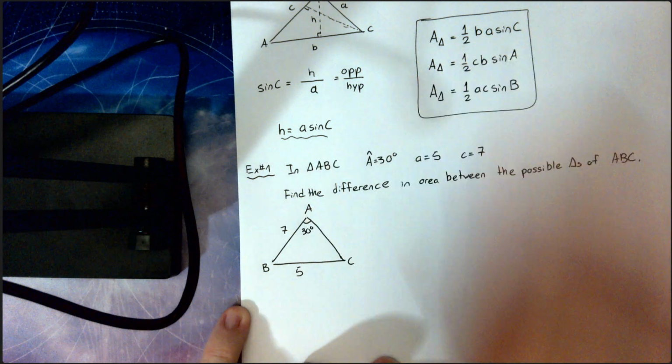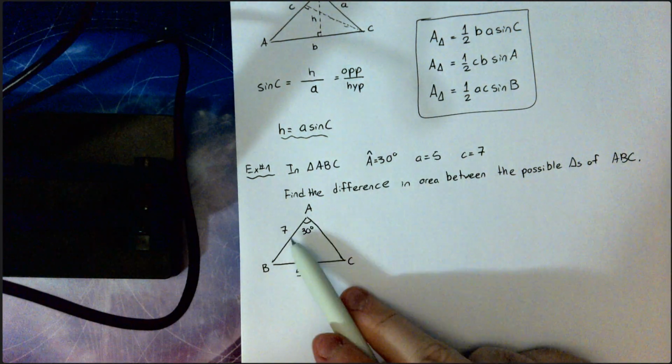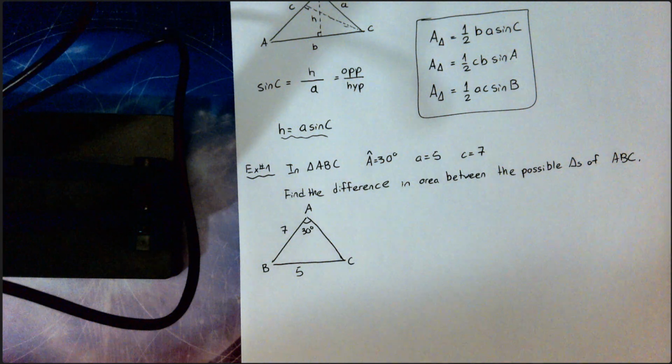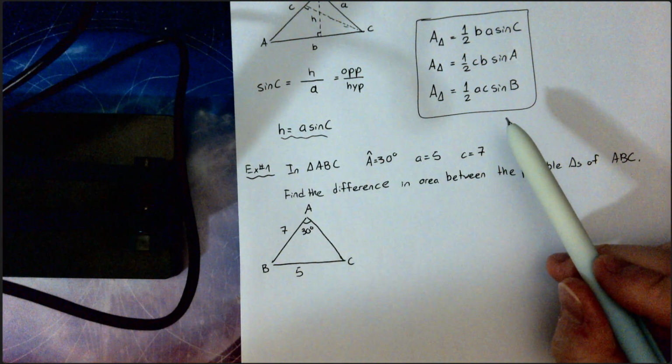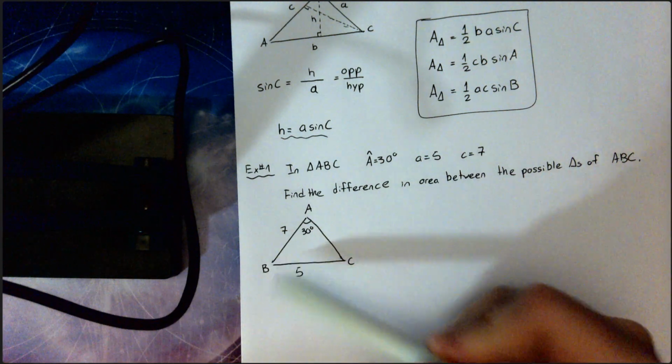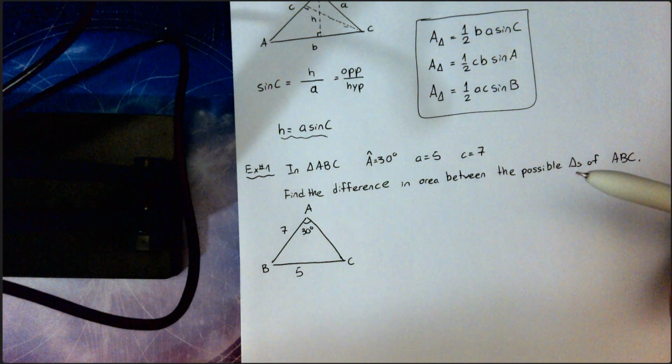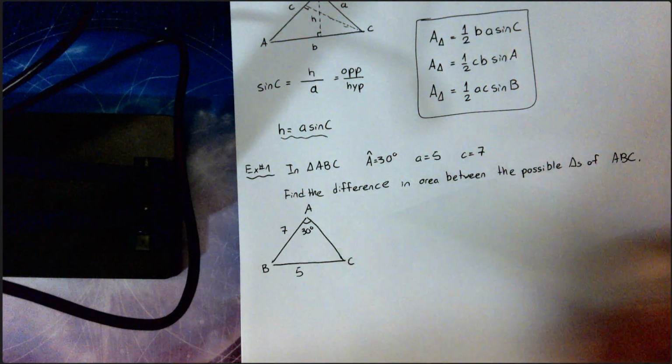So this is the information I'm given. Angle A, and side c. Now, unfortunately, I can't just apply this right away, right? Because I don't have the contained angle. I need angle B in order to make this work, or I need side length b in order to make this work.